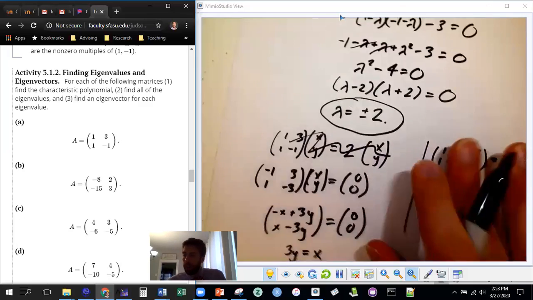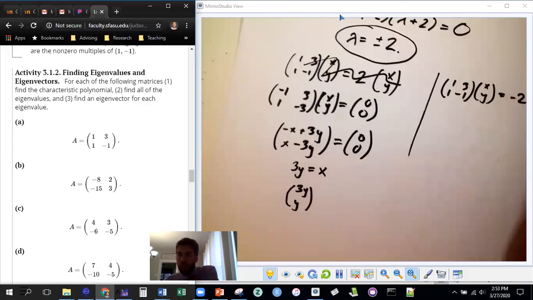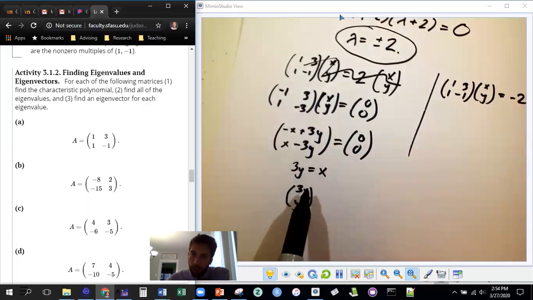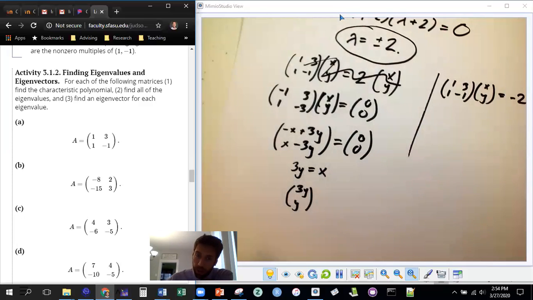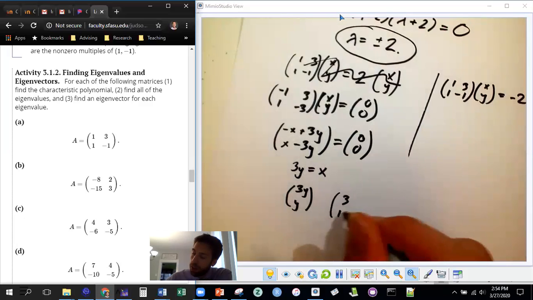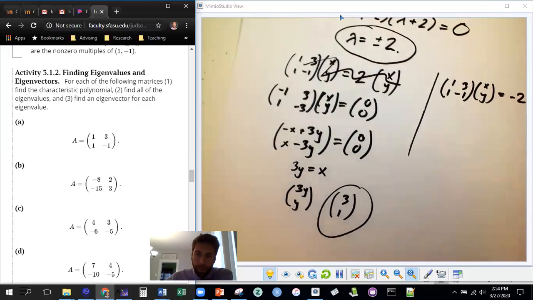So from here, I get that 3y equals x. And so then this is my vector. Instead of x y, I can substitute the 3y for the x. Now I just need one of these vectors. This is an infinite number of vectors because y could be anything. I just need one of them. So pick your favorite y that's not 0. Okay? My favorite y most of the time is 1, although I sometimes make it other numbers if I have fractions, to try to get rid of fractions. So the eigenvector I'm looking for here is 3, 1. Okay, that's the eigenvector for lambda equals 2.